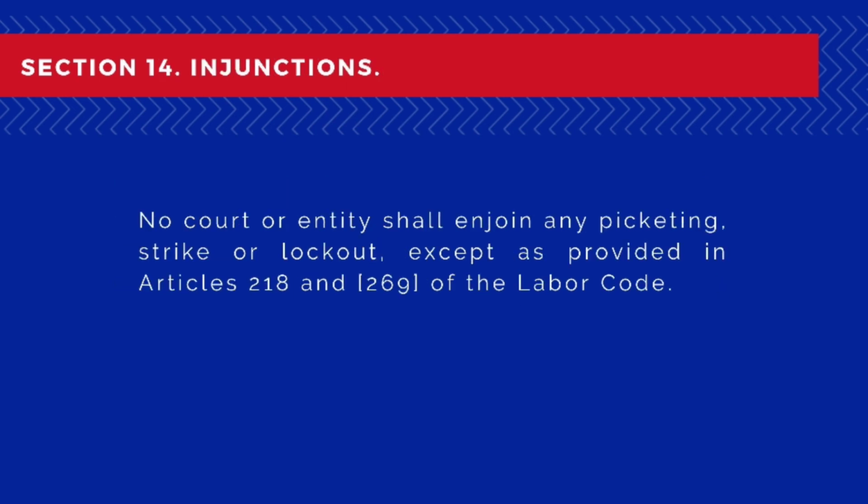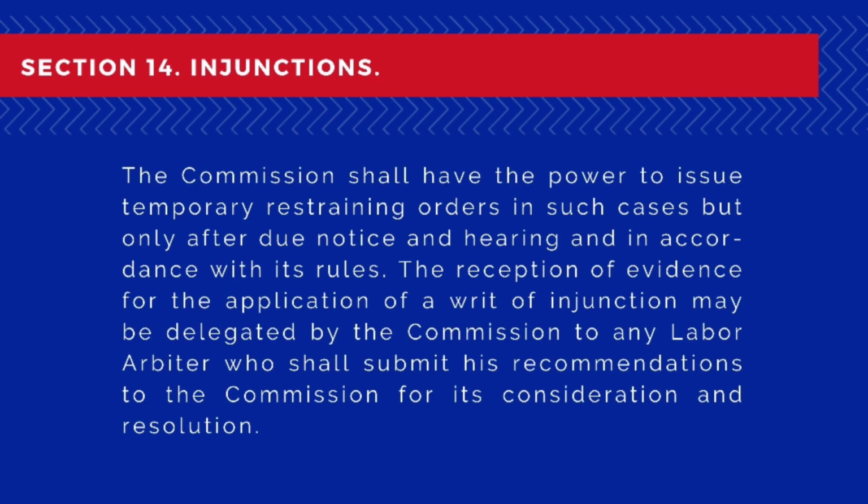Section 14. Injunctions. No court or entity shall enjoin any picketing, strike or lockout, except as provided in Articles 218 and 269 of the Labor Code. The Commission shall have the power to issue temporary restraining orders in such cases, but only after due notice and hearing, and in accordance with its rules. The reception of evidence for the application of a writ of injunction may be delegated by the Commission to any labor arbiter, who shall submit his recommendations to the Commission for its consideration and resolution.